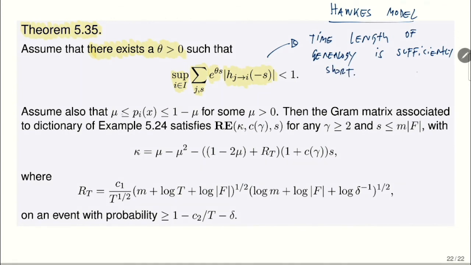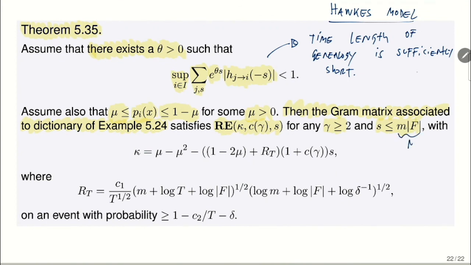Okay, assume also that pi of x is larger or equal than mu, and smaller or equal than 1 minus mu, for some mu. So this condition is saying that the probability of observing a spike for i, no matter the past, will always be at least mu and at most 1 minus mu. So under these conditions and for the Hawkes model, the Gram matrix associated to the dictionary of example 5.2.4, the truncated Hawkes dictionary without the spontaneous part, satisfies the ER condition for any gamma larger or equal than 2, S smaller or equal than M times cardinal of F.